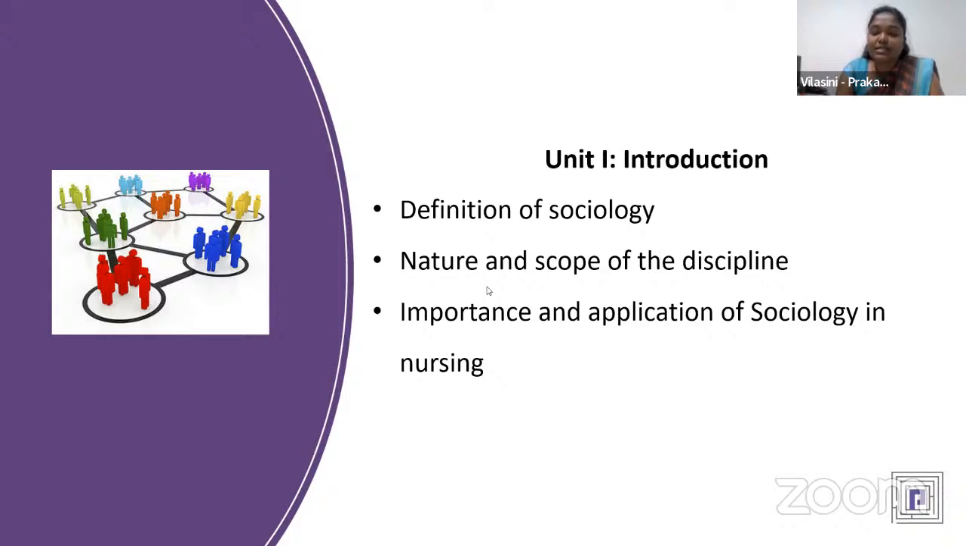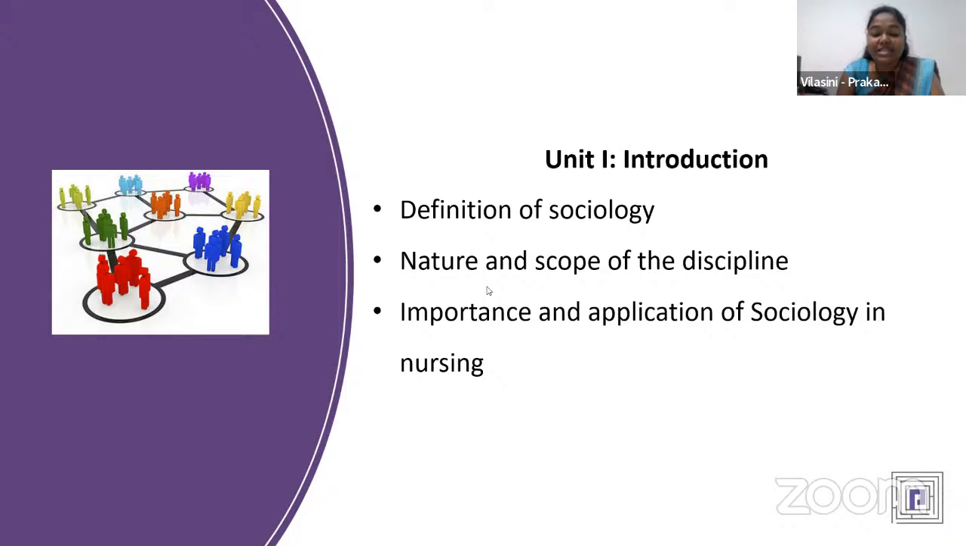So the scope is explained in these two schools, that is formalistic school and synthetic school. The next, coming to the importance and application of sociology in nursing. So definitely sociology will help us in knowing why sociology is important for nurses. Nurses are meant for rendering care, understanding the patient, and providing guidance to the patients. So these are the three important characteristics where the nurse plays a major role.